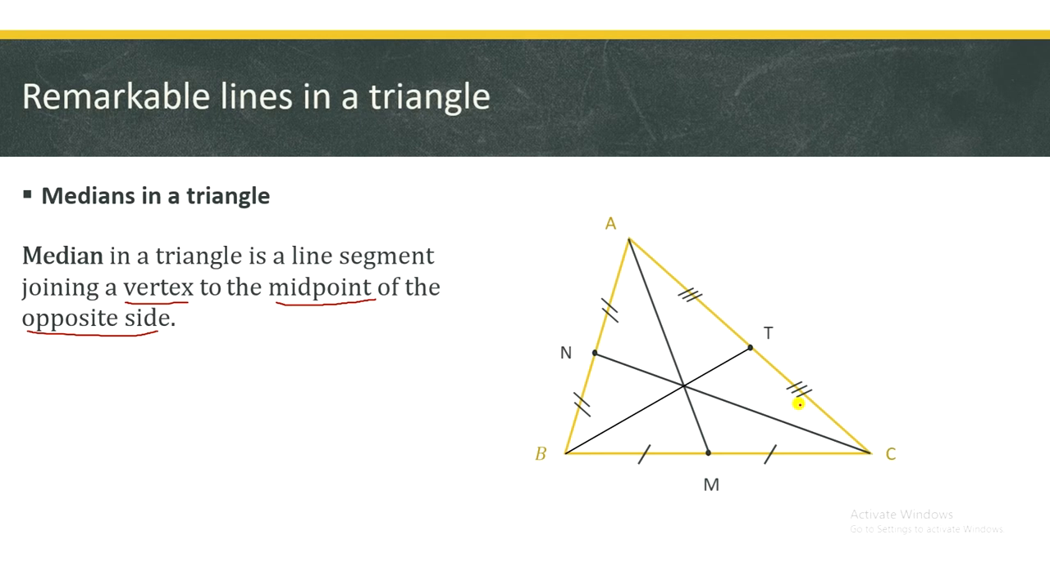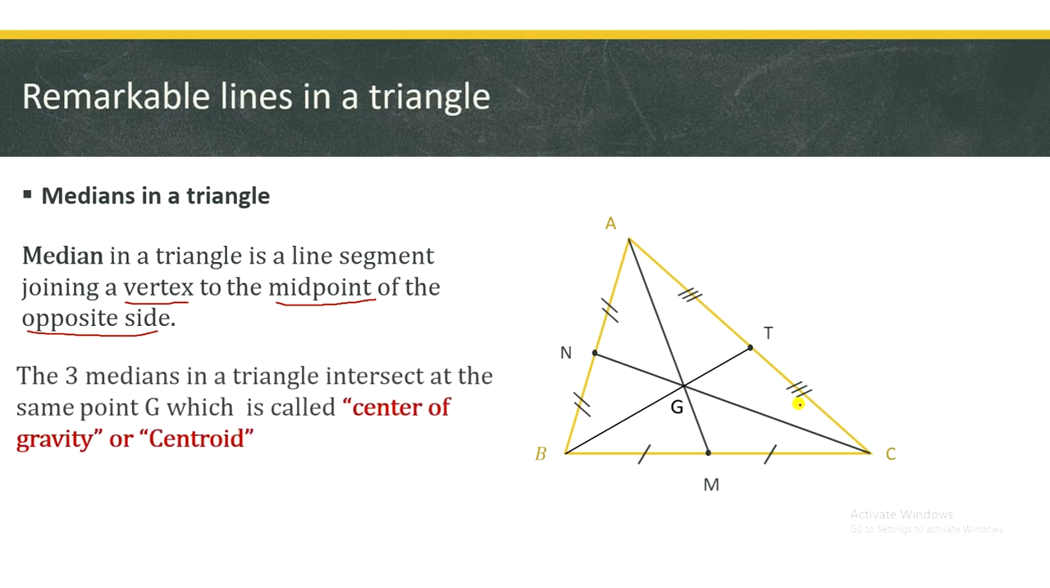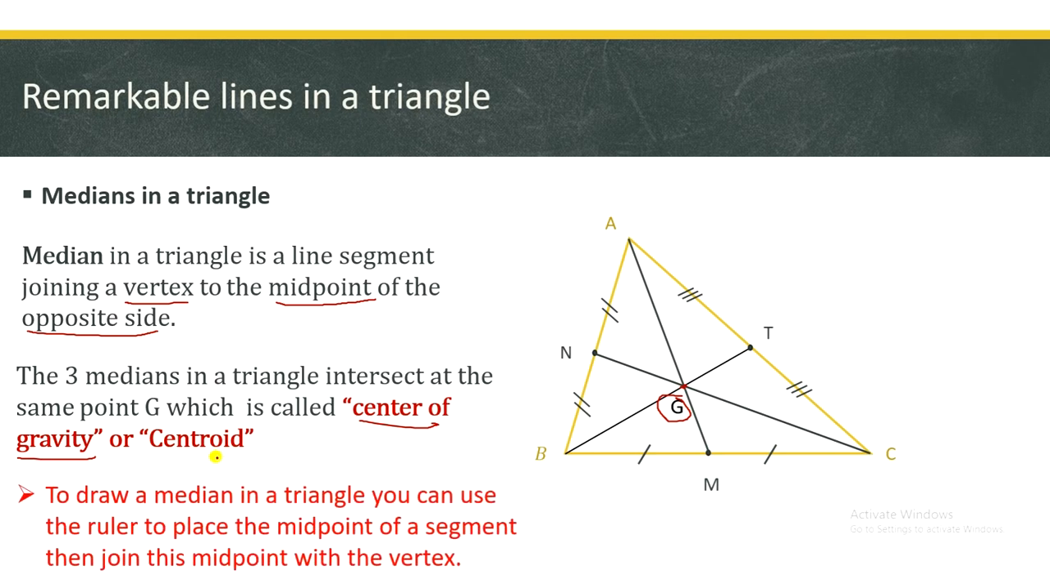We notice that the three medians meet at point G. The three medians in a triangle intersect at the same point G, which is called the center of gravity or centroid. How to draw the median? To draw a median in a triangle, you can use a ruler to place the midpoint of the opposite segment of the vertex, then join this midpoint with the vertex using the ruler.